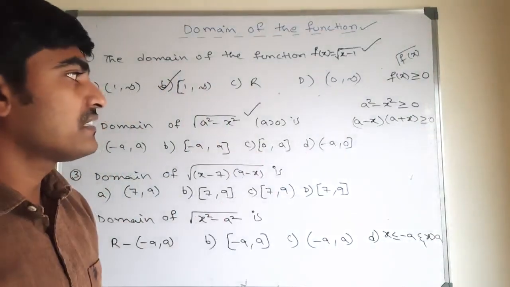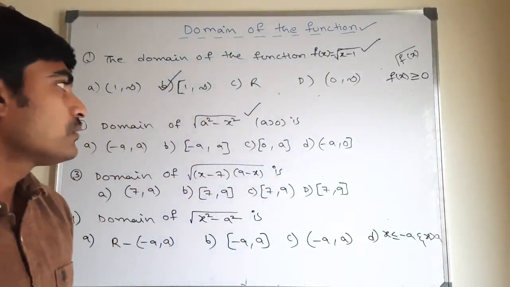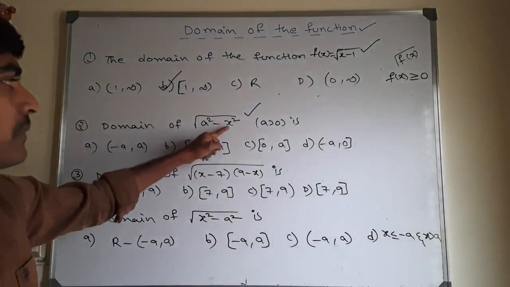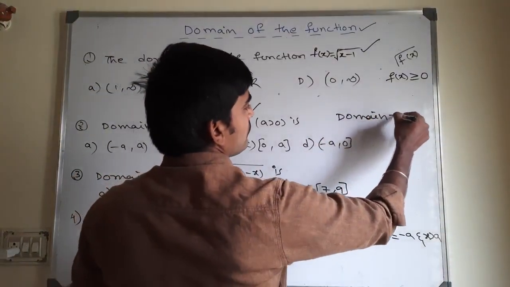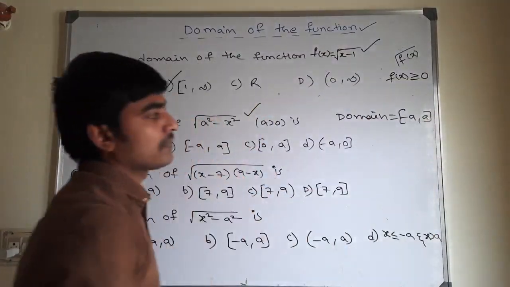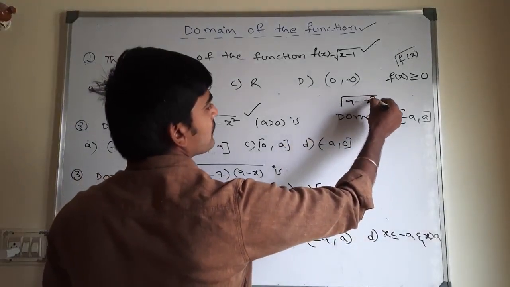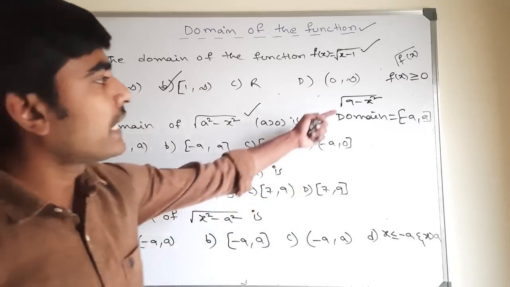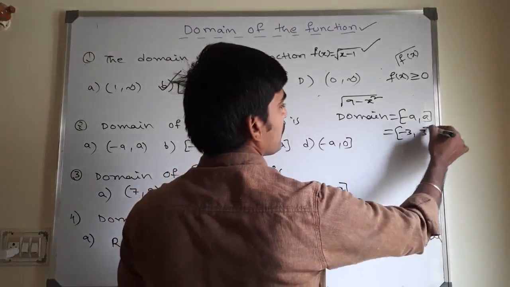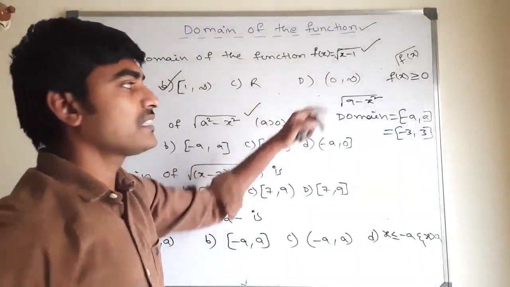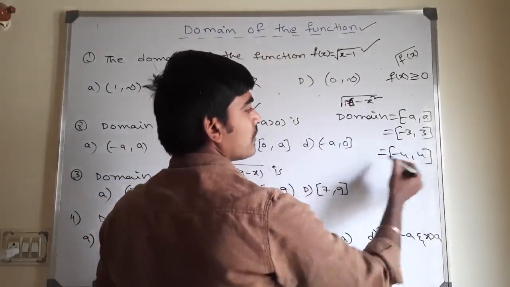So I have a procedure here, but I am not following the procedure. Let me give the trick. Whenever you see a square minus x square, what is the trick? The domain is minus a to a. Suppose they have given the square root of 9 minus x square. What is the domain of this? Minus 3 comma 3, because 9 I can write as 3 square. If they give 16 here, 16 means what, then the domain? Minus 4 comma 4. Like this.